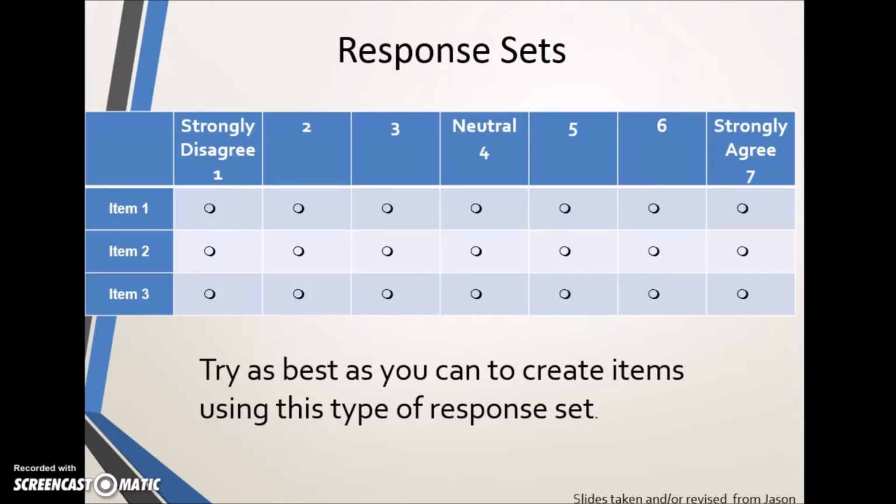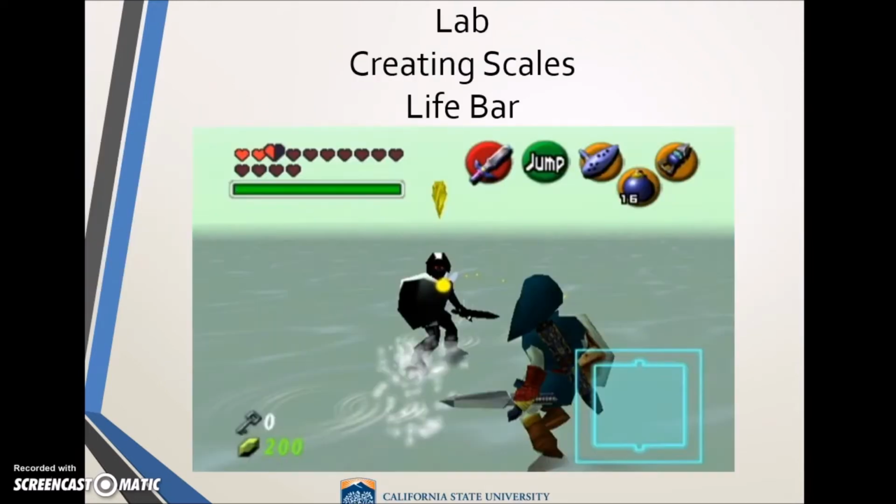So like I said, I'd like you to try as best you can to create items that use this response set, because it's understandable, it's quick and easy for people to do, and yes, it still has the problem that people don't like to select strongly disagree and people don't like to select strongly agree, but there's enough variance here. We've got another 5 points here, and when people do use those 2 ends of the 7 points, it gives us enough variance to look at some correlations and things like that.